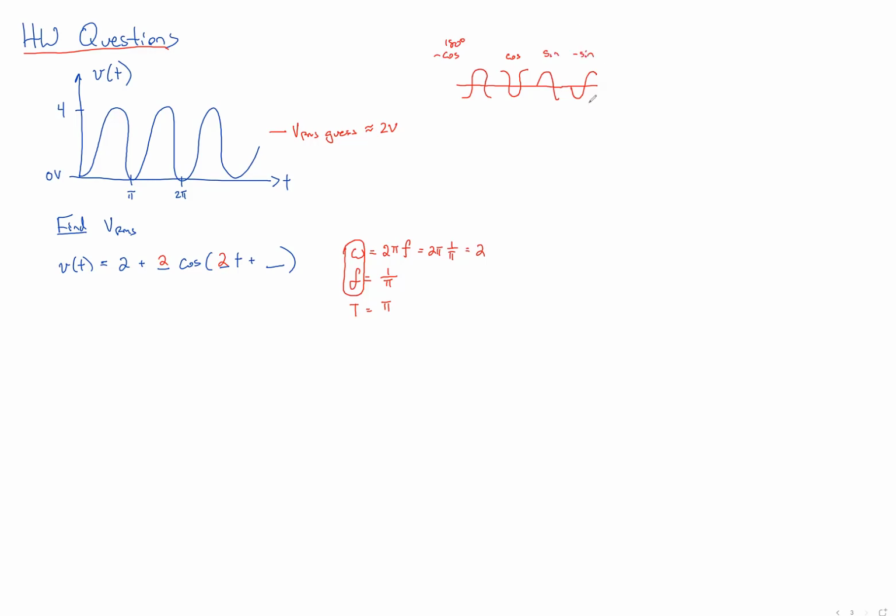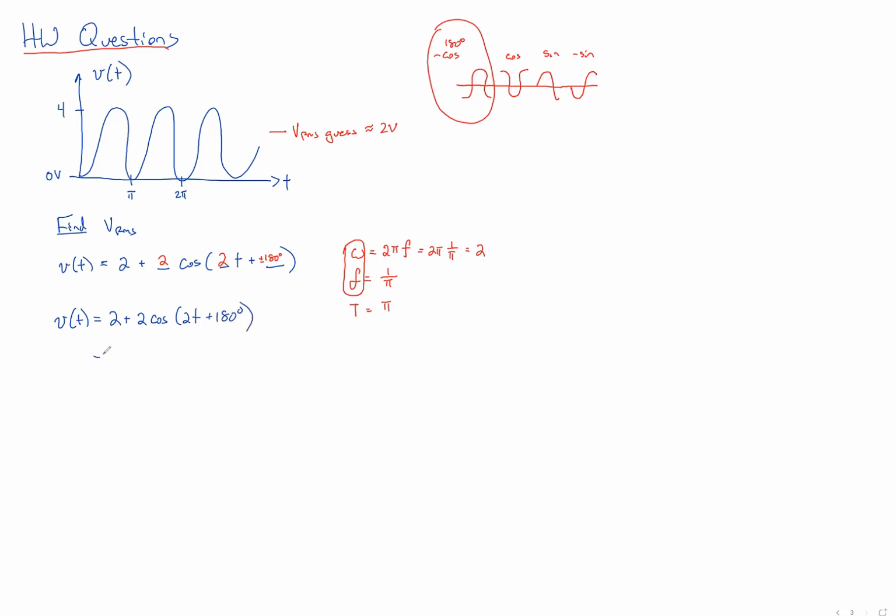It's 180 degrees out of phase. So because this thing starts low, it looks like this guy. So we've got a minus 1, we've got a 180 degrees out of phase, plus or minus, it doesn't matter. It's the same thing. So that tells us what our voltage waveform is. It's equal to 2 plus 2 cosine of 2t plus 180 degrees.